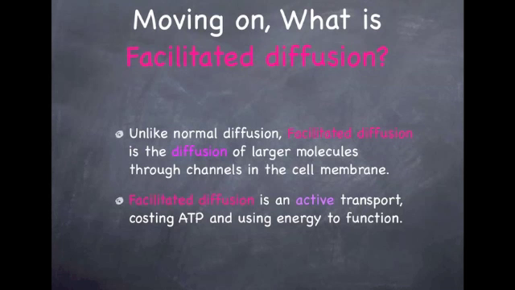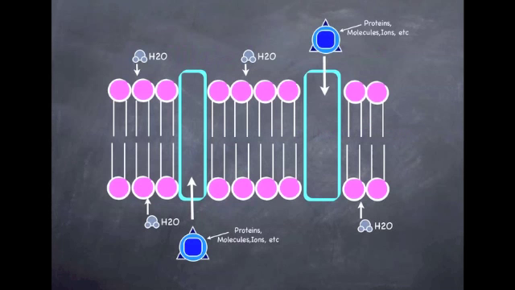Moving onwards, what is facilitated diffusion? Unlike normal diffusion, facilitated diffusion is a diffusion of larger molecules through channels in the cell membrane. Facilitated diffusion is an active transport costing ATP and using energy to function. As you see in this picture, you can see protein molecules going through channels, and the H2O molecules, representing water, are going through the smaller channels.